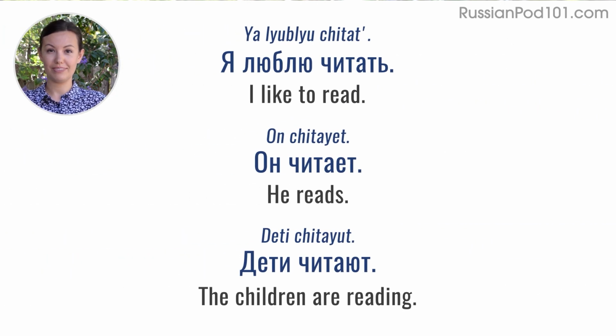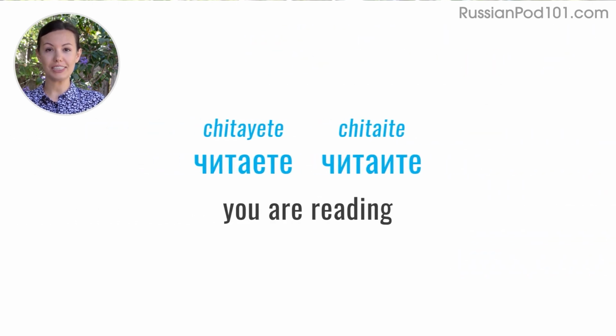For example, я люблю читать. I like to read. Он читает. He reads. Дети читают. The children are reading. If we know how to conjugate the verb, we can avoid spelling mistakes, which are common in the unstressed personal endings of the verbs. For example, the verb читаете.